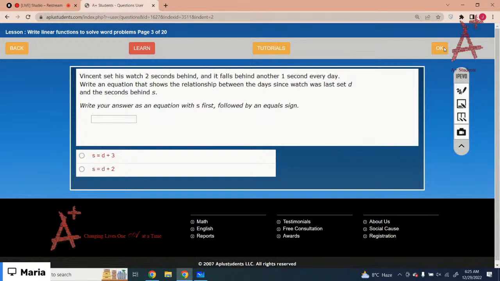Vincent set his watch 2 seconds behind and it falls behind another 1 second every day. Write an equation that shows the relationship between the days since the watch was last set D and the seconds behind S. Got it?